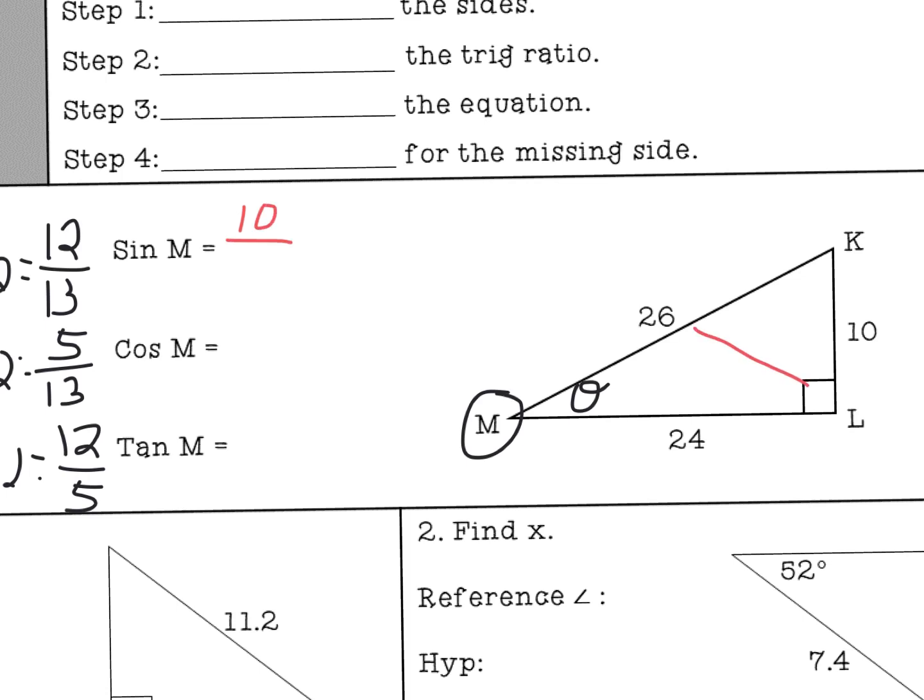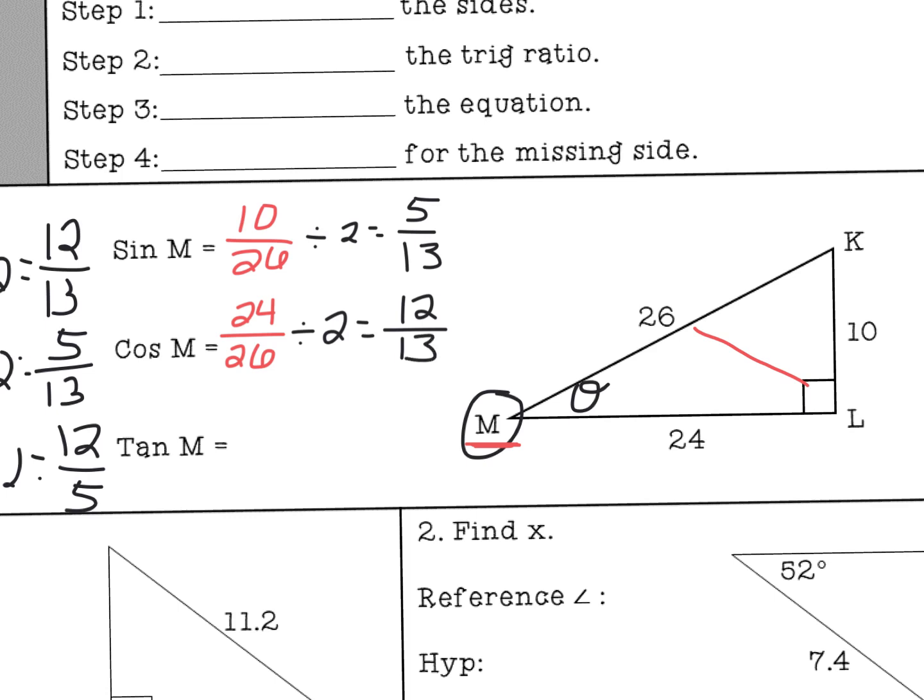If it helps, draw that line. 26. What do we divide by? 2. Why are we reducing? To simplify. 5 over 13. Cosine, what's the ratio for cosine? What's adjacent? Remember, we're going from M. 24 over 26. Yep, 12 over 13.